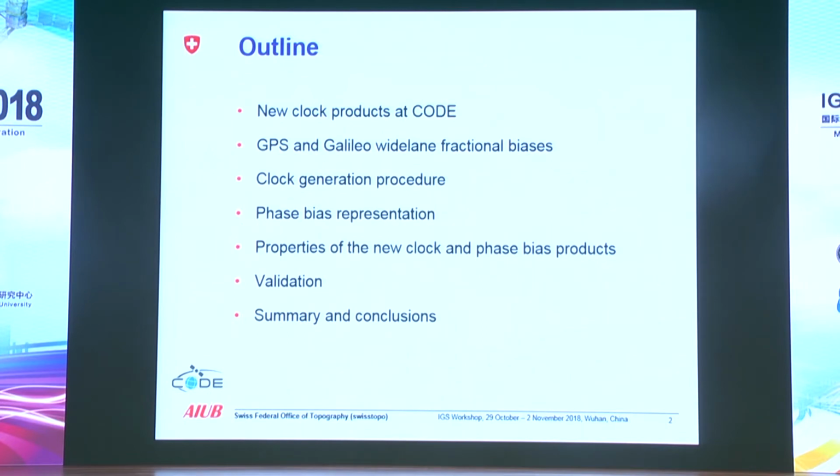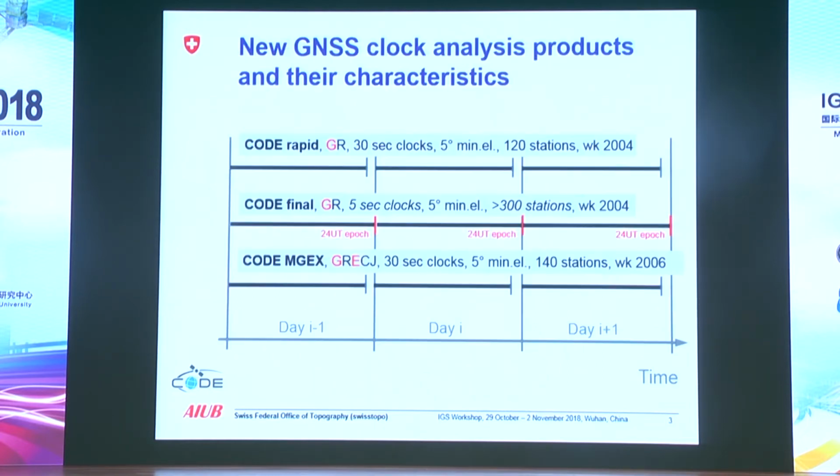This is the outline of my talk. The new clock products, then some widelane bias results, how the clock generation works, how we represent the phase biases. Then an important part is to show the properties of the new clock and bias products on the basis of a series of plots, validation parts, summary and conclusions.